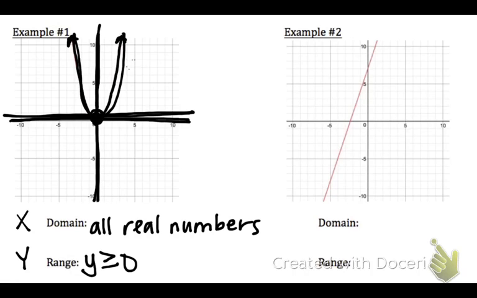Let's take a look now at example number 2. On example number 2, we have actually a linear equation, which we could probably write the slope-intercept form for if we wanted to. It goes off the graph on the right side, and it goes off the graph on the left side. Remember, domain refers to the x's, and range refers to the y's.